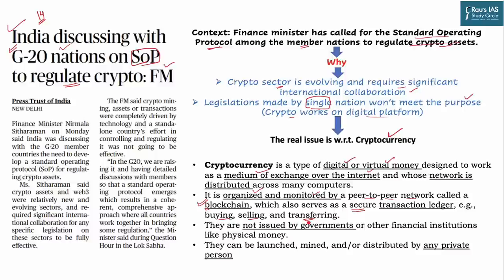It is not issued by any government. It is mined through a computer program. It is not even issued by any financial institution like RBI. It can be launched and mined. Mined means to create cryptocurrency, and it can be distributed by any private person.